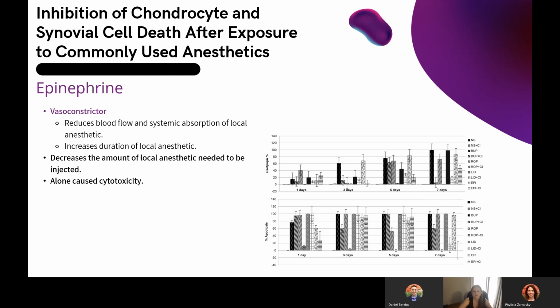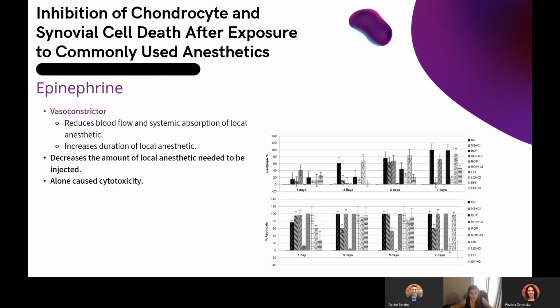So another thing that I wanted to look at was epinephrine. When I was looking through the research to find a solution to reduce toxicity of local anesthetics in regenerative medicine procedures, I thought that because epinephrine can reduce the dose of local anesthetic used, it could also decrease the cytotoxicity related to it. And it does this by acting as a vasoconstrictor, reducing the blood flow and systemic absorption of the local anesthetic. So theoretically, you would lower dose and reduce cytotoxicity.